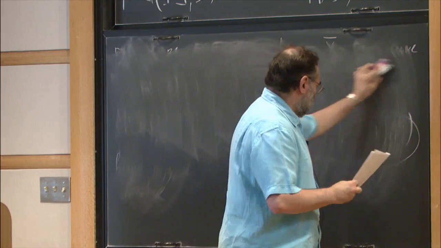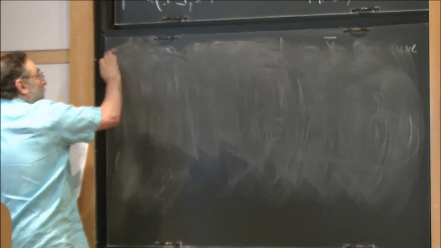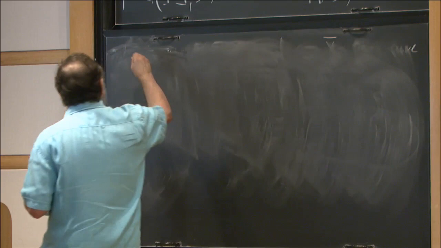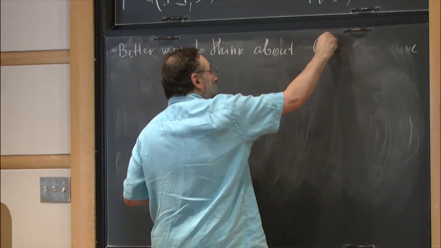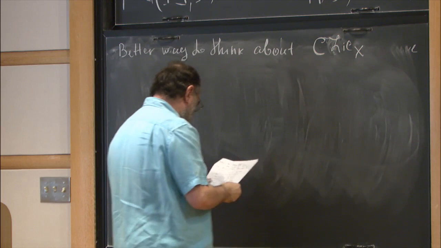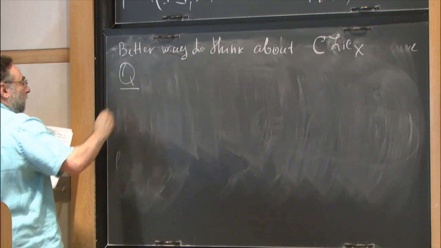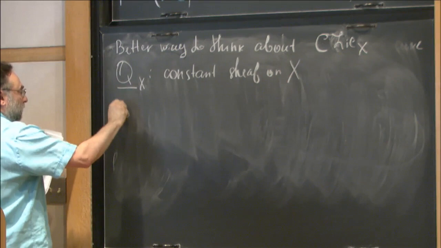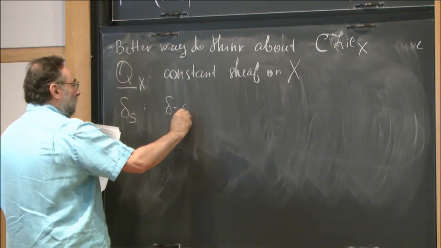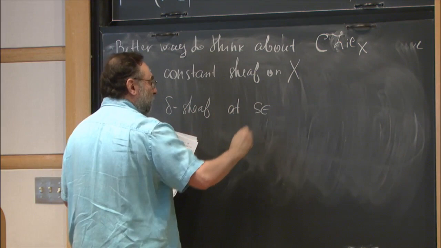I have a little better way to explain this CT construction. So it's a better way to think about this CT, I call C Li of X. So I start with the following. What I have at my disposal, I have the constant sheaf on my curve. And I have the delta sheaves, skyscraper sheaves. It's a constructible sheaf at the point we deleted. It's bar of f.